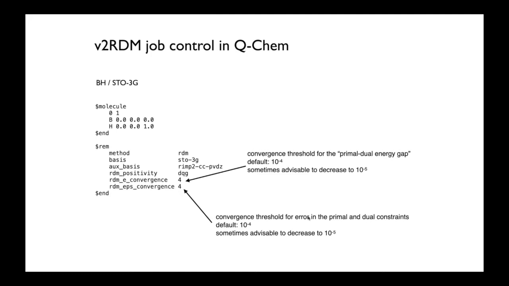The second parameter, RDM EPS convergence, is related to the convergence of the primal and dual constraints, which are the N-representability constraints I described a moment ago. So how well is the trace constrained? How well is Hermiticity constrained? How well is the mapping between the two-hole and two-electron reduced density matrix constrained? The default parameter here we use is 10 to the minus 4, but again, sometimes it's advisable to decrease that to 10 to the minus 5.